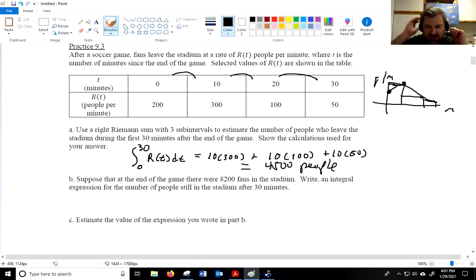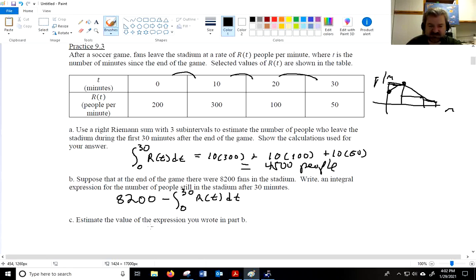Suppose that at the end of the game, there were actually 8,200 fans in the stadium. We're just going to write an integral expression for the number of people still in the stadium. So the number of people still in the stadium is the number of people that we have when the problem starts, minus all the people that leave, which is the integral from 0 to 30 of r of t dt.